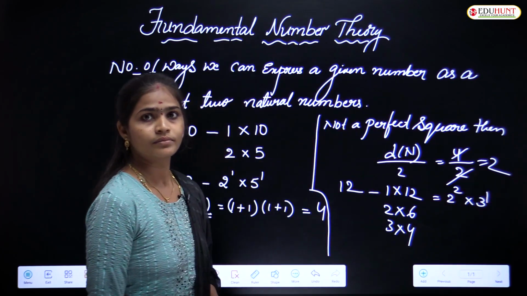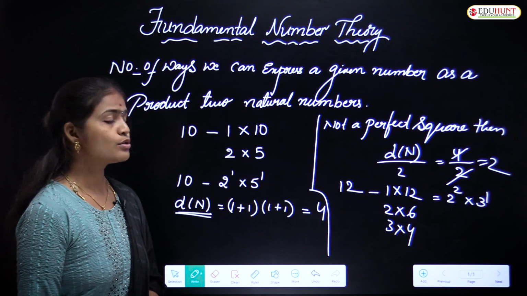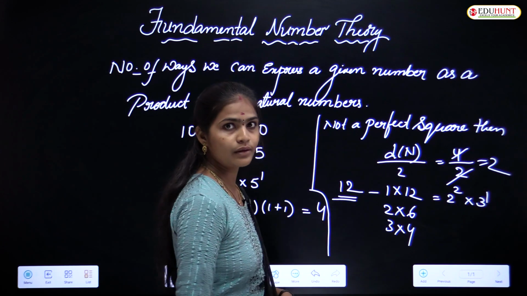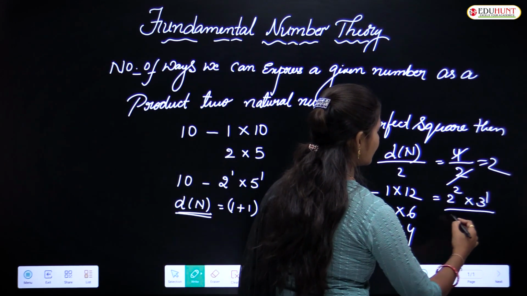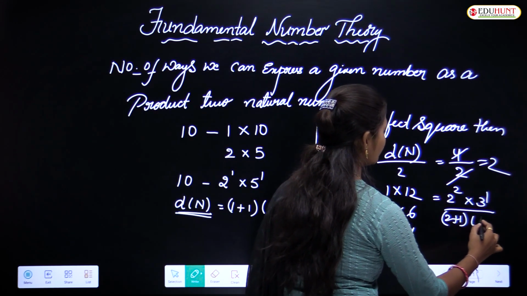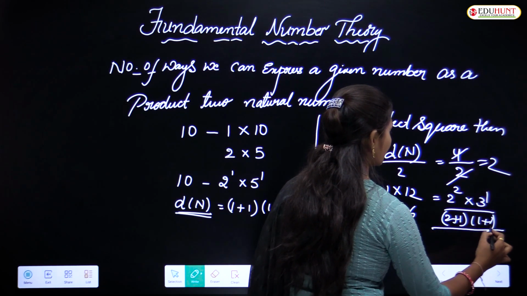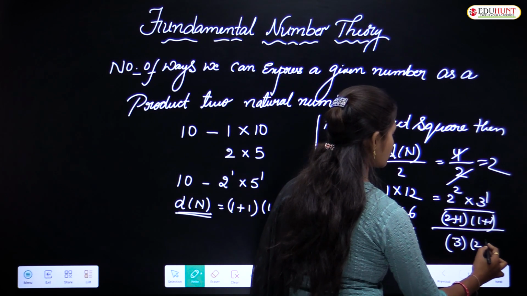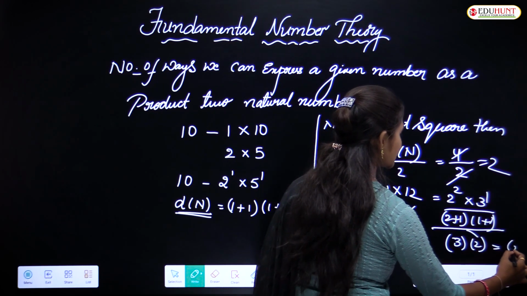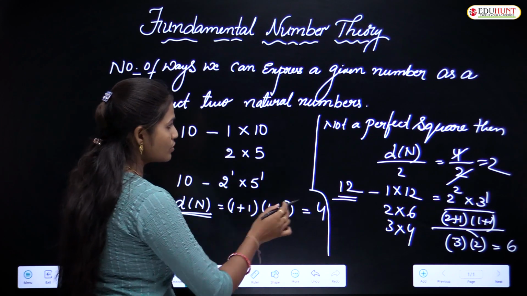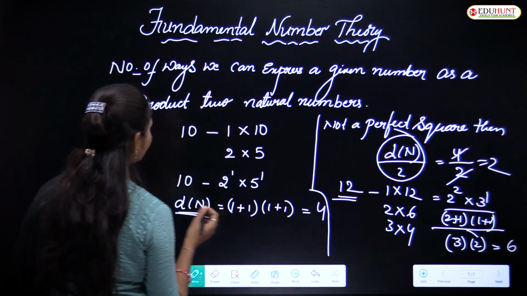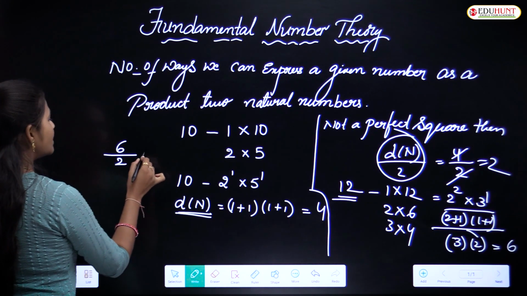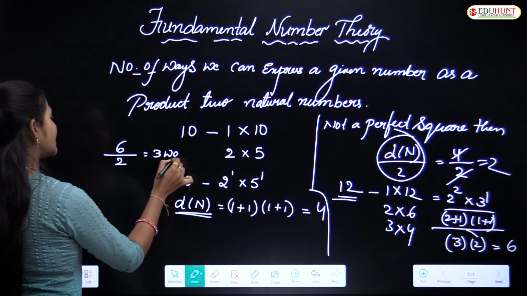Is it clear? I am directly writing the prime factorization. 2 square is 4, and 4 times 3 is 12. So again we got 12. The number of divisors is 2 plus 1 into 1 plus 1, which is 3 into 2, that is 6. So what formula do we use here? d of n, the number of divisors, is 6, and 6 by 2 is equal to 3 ways we can express it.